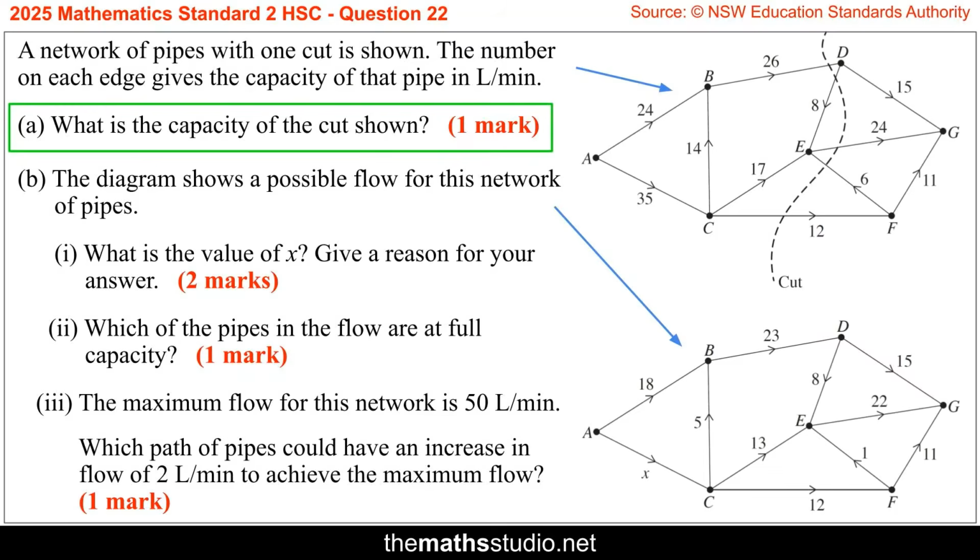Question 22. A network of pipes with one cut is shown. The number on each edge gives the capacity of that pipe in litres per minute. Part A. What is the capacity of the cut shown?